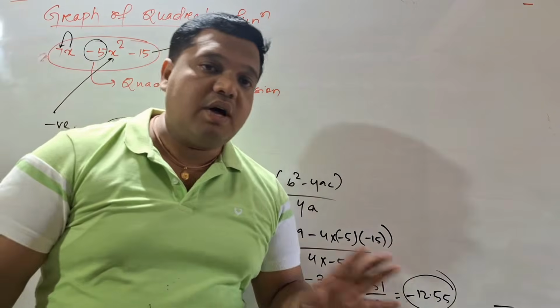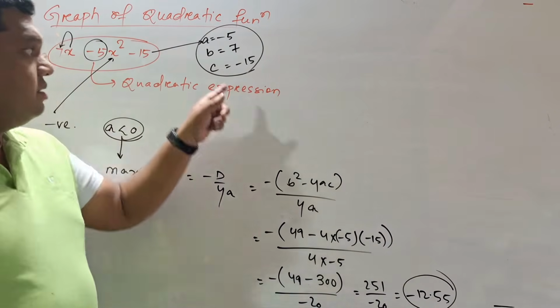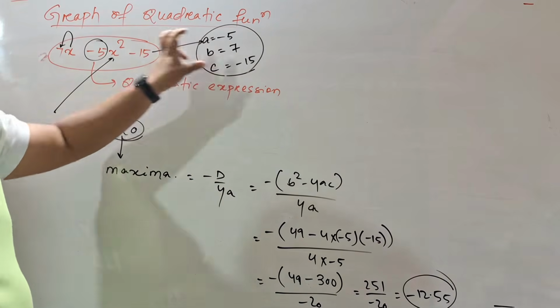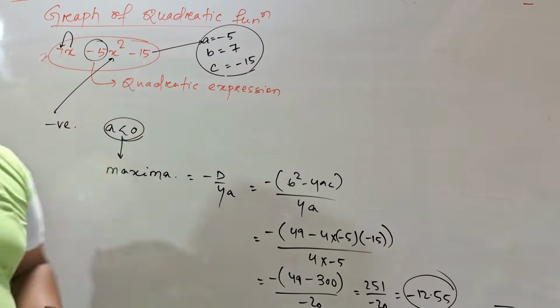I understood now how to find the maximum value. This is important. Finding these parameter values from the expression is important. Okay. Next we will discuss the sign of a quadratic function or expression.